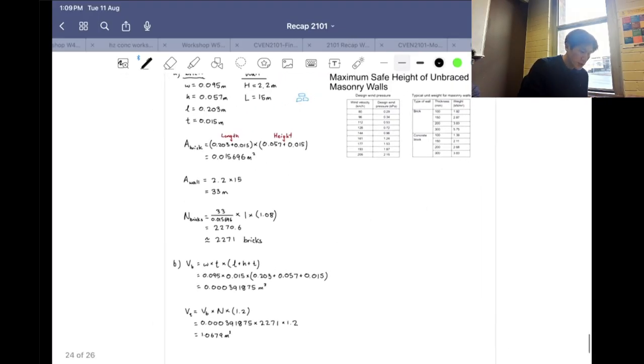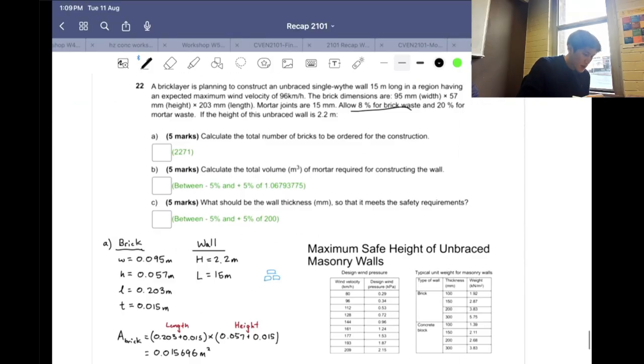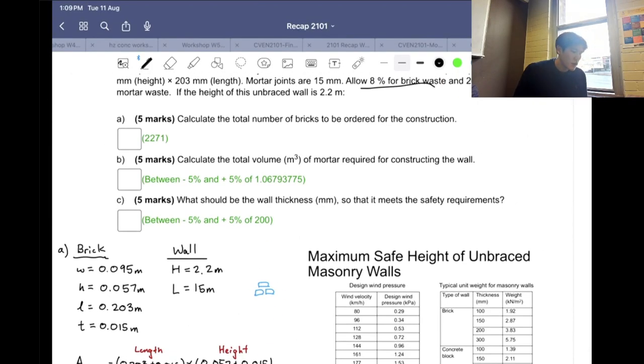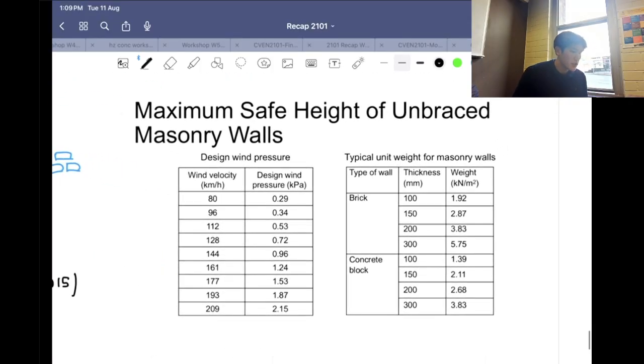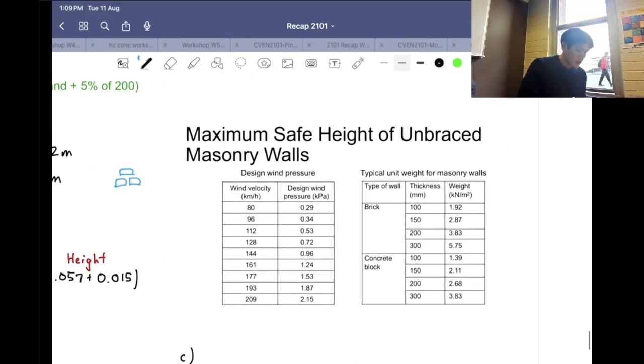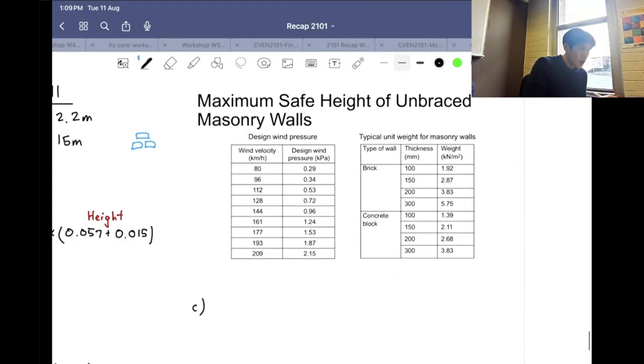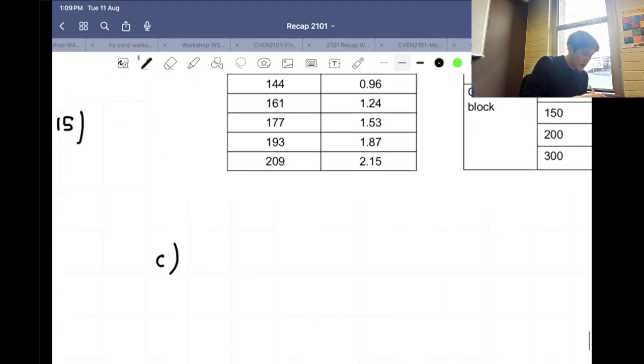All good. We'll move on to part C of the question, which is asking, what should the wall thickness be to meet the safety requirements? So you've got to look at this table. It's provided in the slides as well. Key points to note is that the formula for the safety height is equal to dt on q, where d is equal to the weight of the wall per unit surface in kilonewtons per meter squared, T is the thickness of the wall, and Q is the wind pressure.